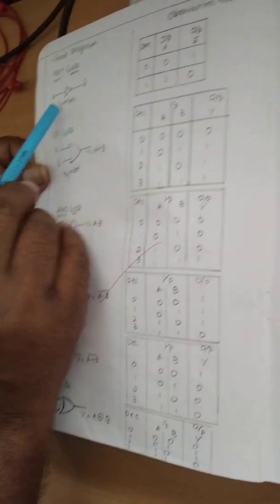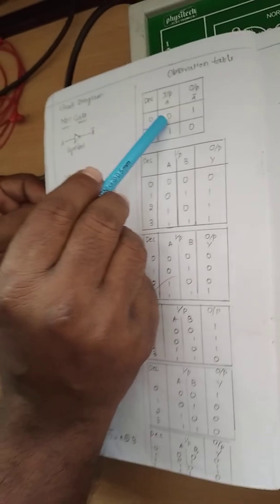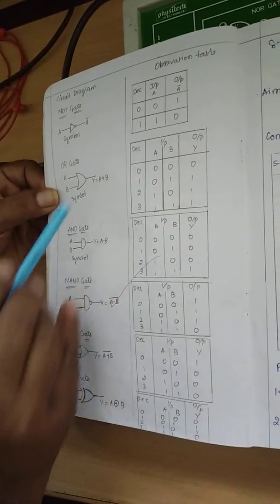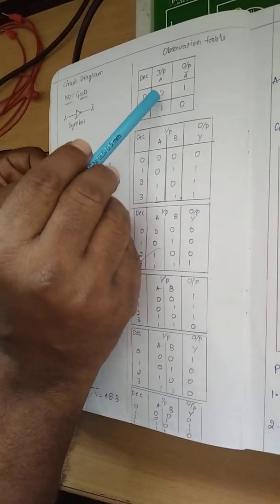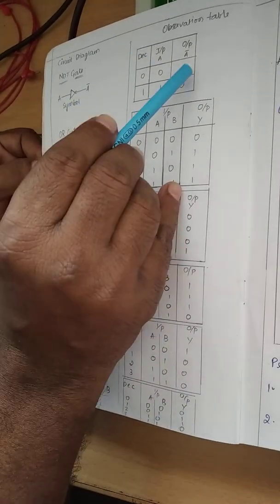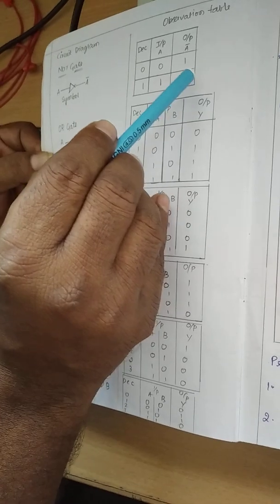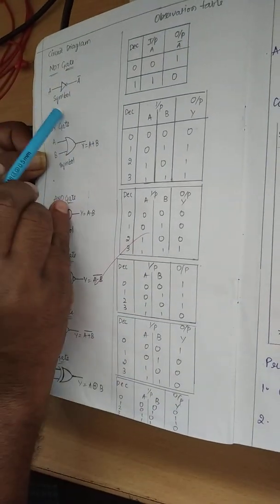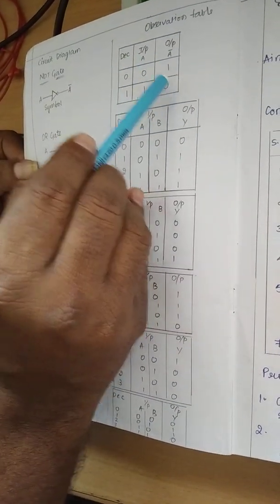Okay, this is the symbol of the NOT gate. This is the truth table of the NOT gate. The input is 0. Now I apply 0 volts to the NOT gate. Output is 1, A bar. Next condition, if I apply input 1, output is A bar, that means 0. So that is the NOT gate.